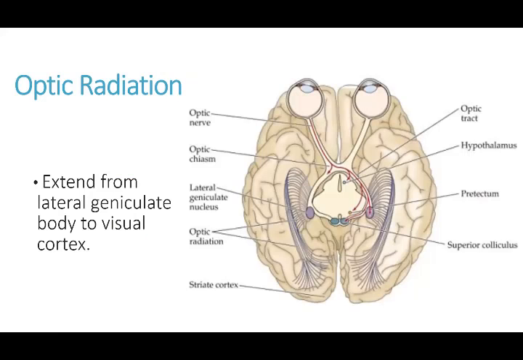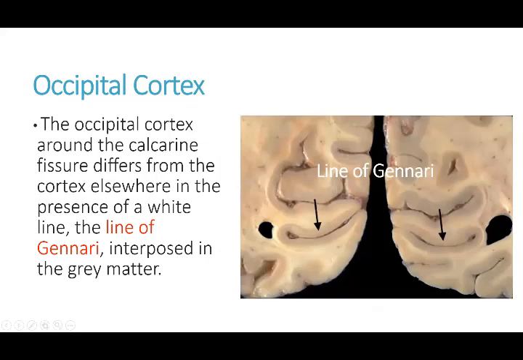Now we go to the optic radiation from the lateral geniculate body to the visual cortex. So they fan out like this. That's why they're called optic radiations. Now the occipital cortex is slightly different from the rest of the cerebral cortex. The occipital cortex around the calcarine fissure differs from this cortex elsewhere. There is a presence of a white line which is called the line of Gennari, interposed in the gray matter. So you see this line over here. This is the line of Gennari.